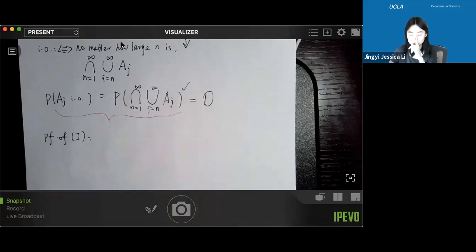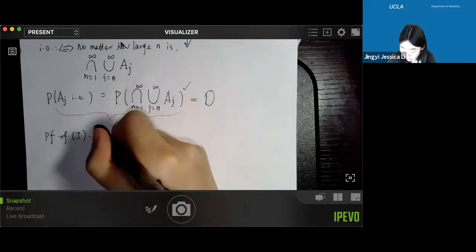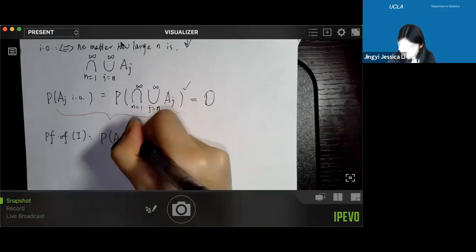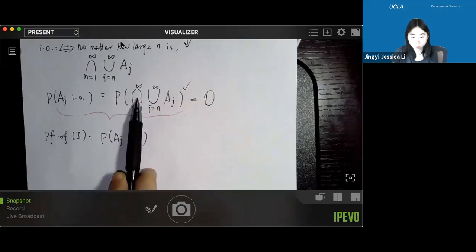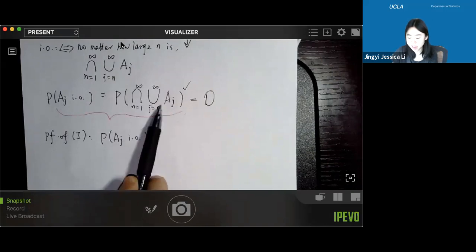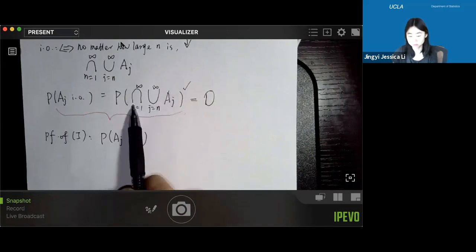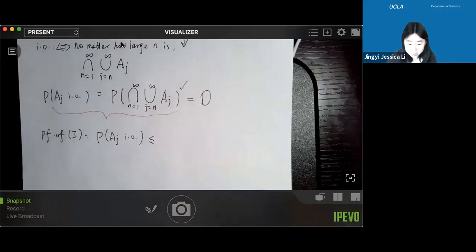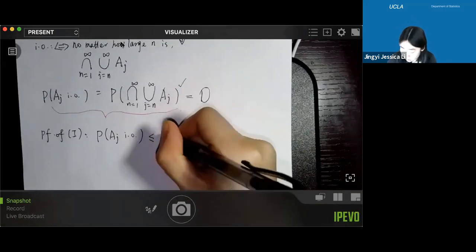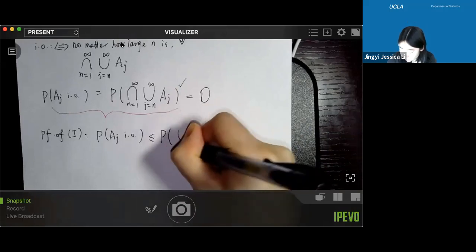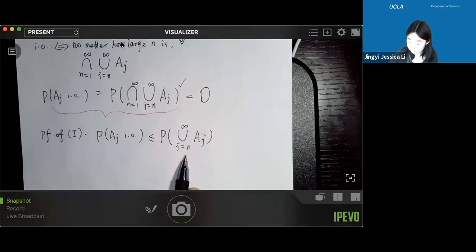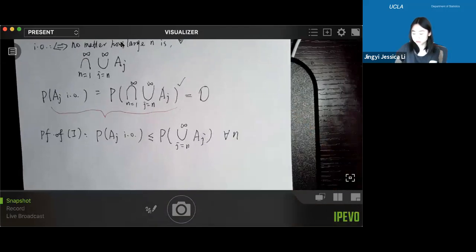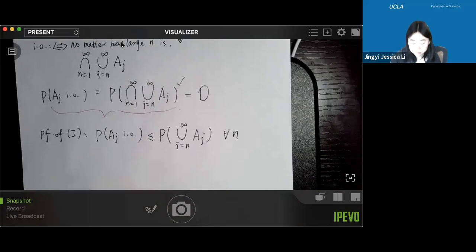we want to write out the probability that A_j occurs infinitely often. We know it's equal to this, right? And because we know the probability of an intersection is always less than or equal to the probability of each set in the intersection, we can make this less than or equal to the probability of the union over j from n to infinity of A_j. And this actually holds for any n, because we just get rid of this intersection, and that's it.